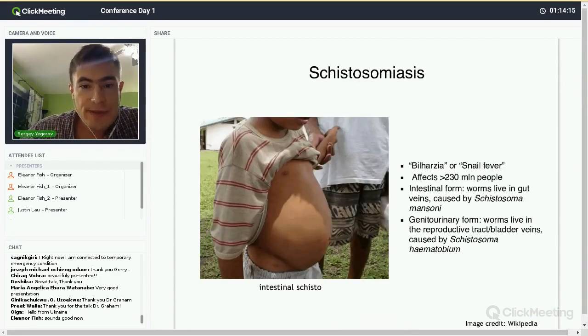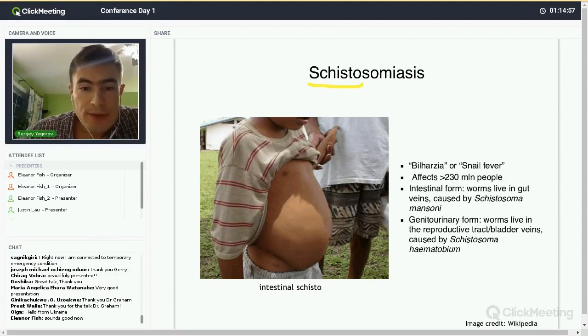I'll begin my presentation with a short introduction into schistosomiasis. Schistosomiasis is a neglected tropical disease, also known as bilharzia or snail fever in some parts of the world. We'll just call it schisto for short because many people have trouble pronouncing this word. This disease affects more than 230 million people worldwide, and it's still neglected, like I just mentioned.